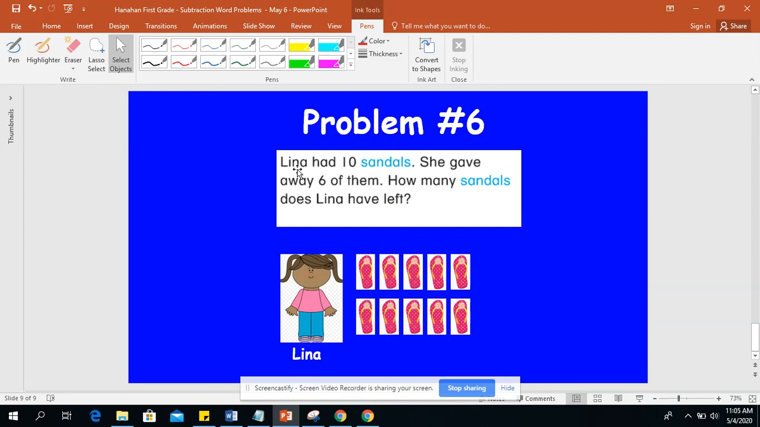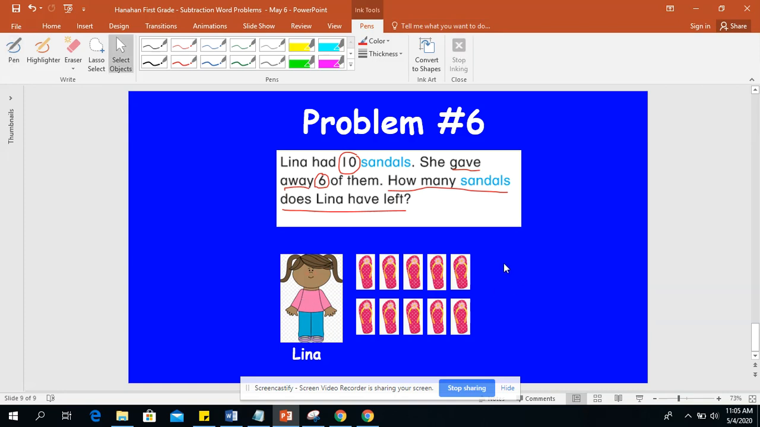Let's read it again. Lena had 10 sandals. She gave away 6 of them. How many sandals does Lena have left? Well, let's underline the question. How many sandals does Lena have left? And let's circle the important information. We know Lena had 10 sandals and she gave away 6 of them. I'm going to underline gave away because that's a clue that we're subtracting.